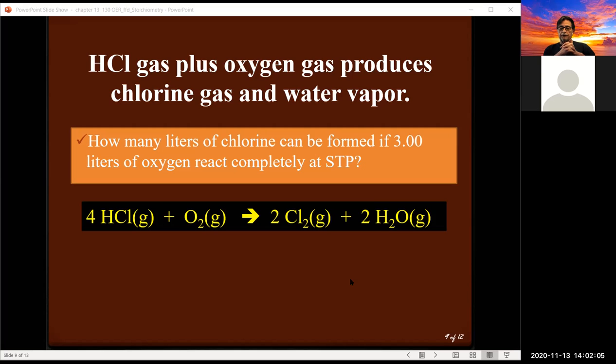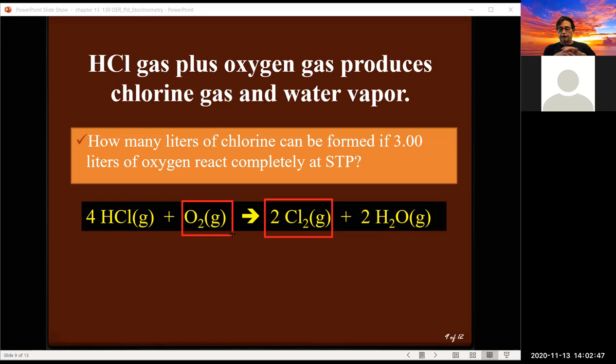So it requires 4 HCl. 4 moles of hydrochloric acid require 1 mole of oxygen to give us 2 moles of chlorine gas plus 2 moles of water. All of them in the gas phase. And the question is asking you, how many liters of chlorine can be formed if 3 liters of oxygen react completely at STP? So we're dealing with chlorine and oxygen.